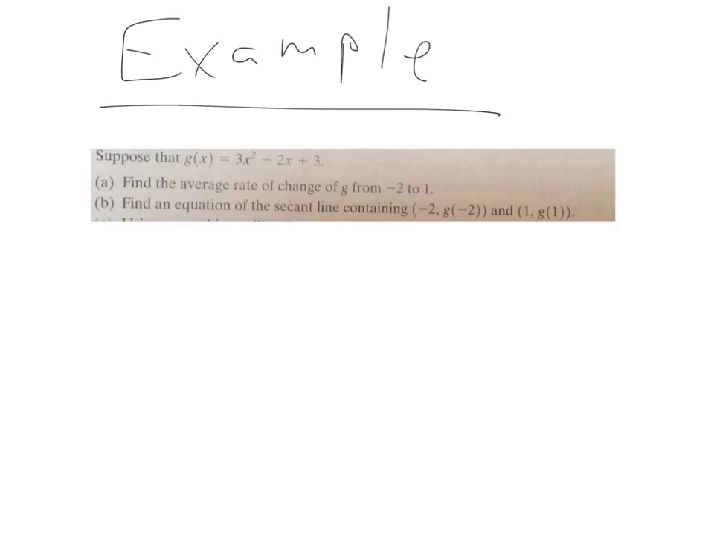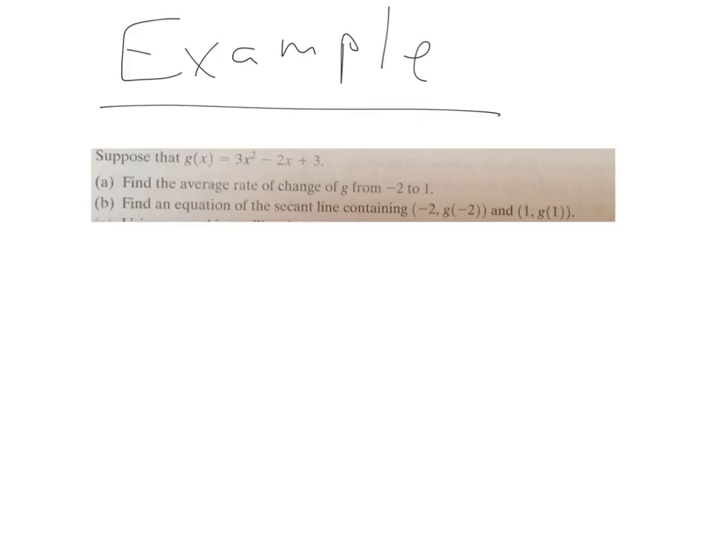Alright, here's an example of finding the equation of a secant line. It's pretty much finding the equation of a line given a slope and a point that you did back in Algebra 1. It's literally the same process. I'm going to show that with an example. Find the average rate of change of this function g equals 3x squared minus 2x plus 3 from negative 2 to positive 1. And then find the equation of the secant line containing those 2 points.